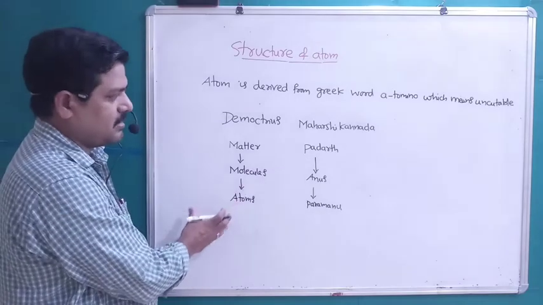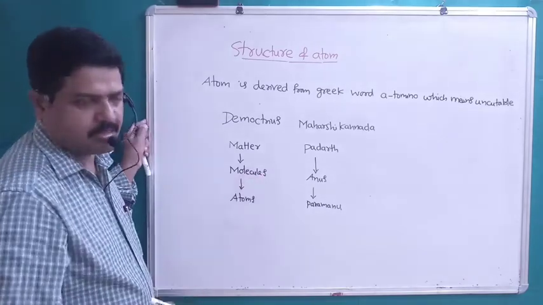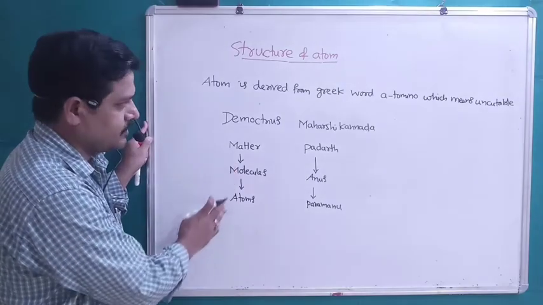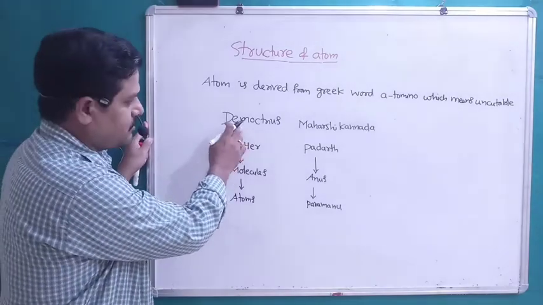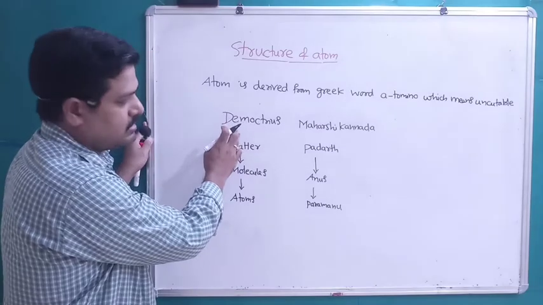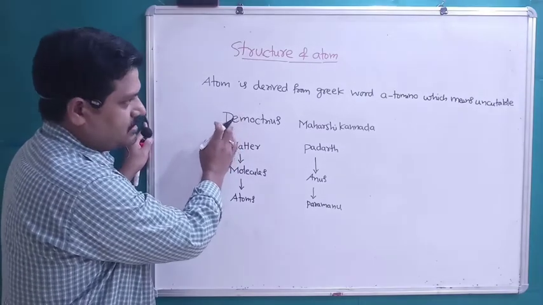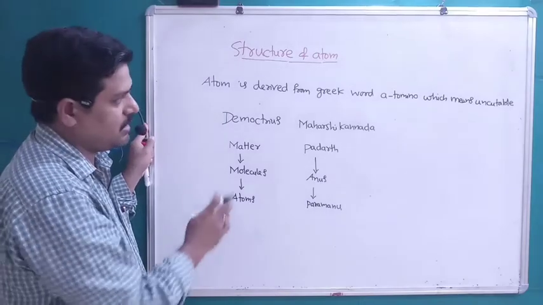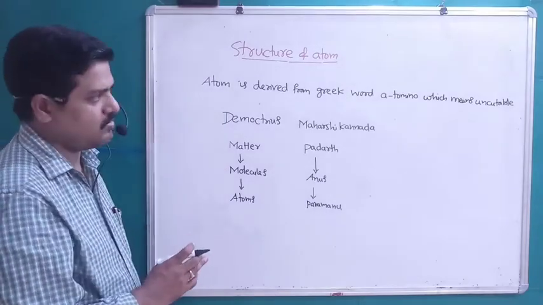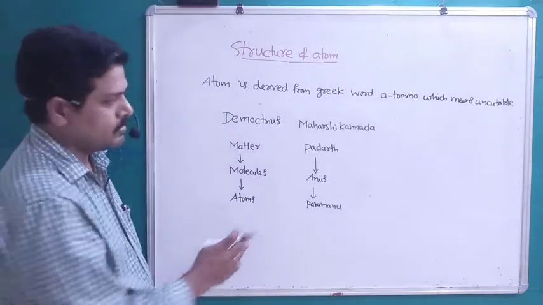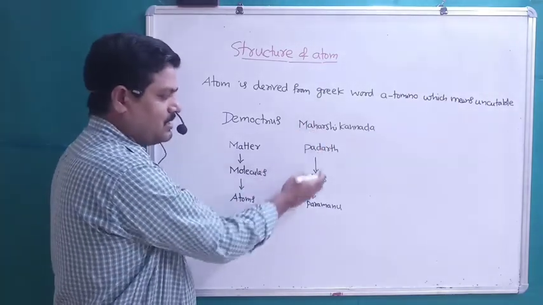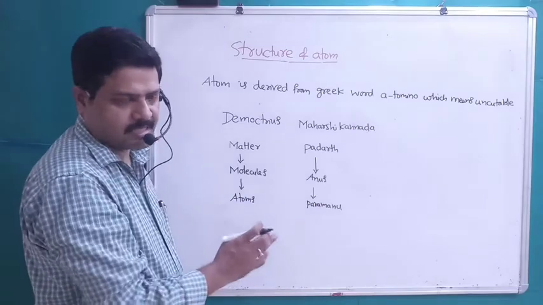This is ancient time. Two philosophers simultaneously gave theories regarding matter. One is a Greek philosopher, his name is Democritus. He is the person who first coined the name atom, which is a Greek word derived from atomos, which means uncuttable. Maharshi Kanada is an Indian philosopher who gave the same theory in the language of Sanskrit.